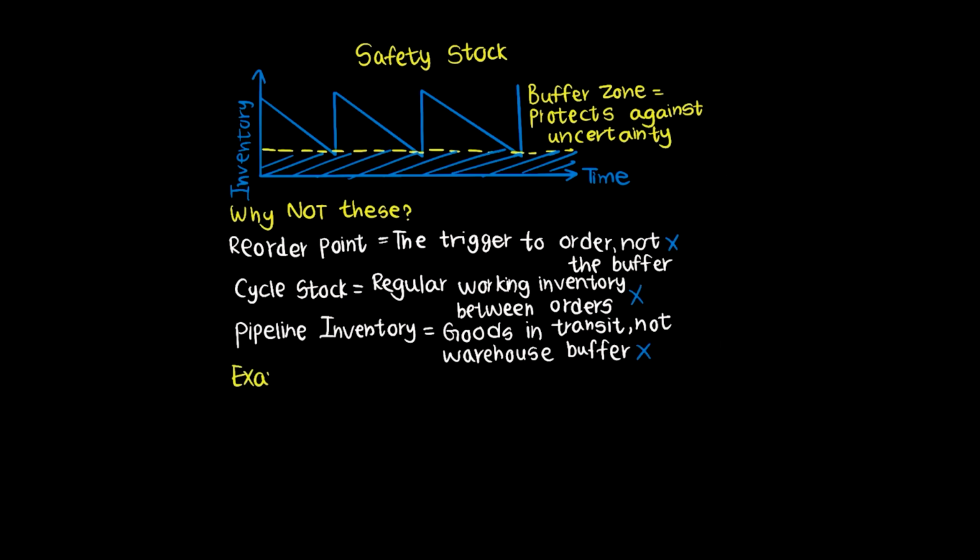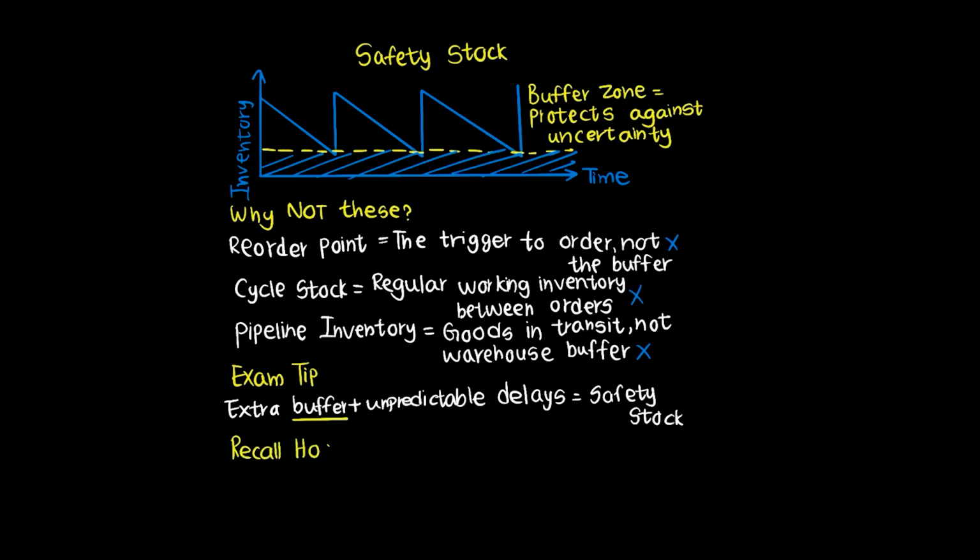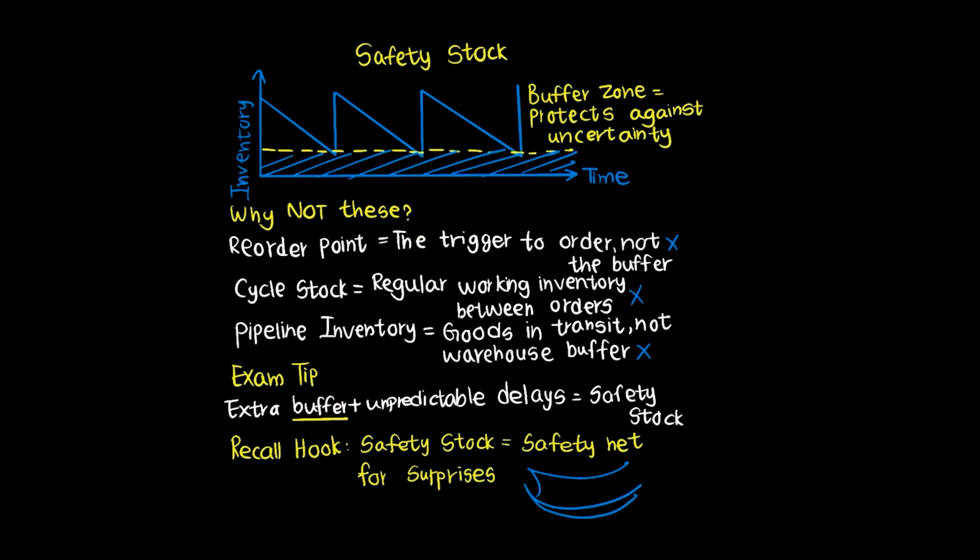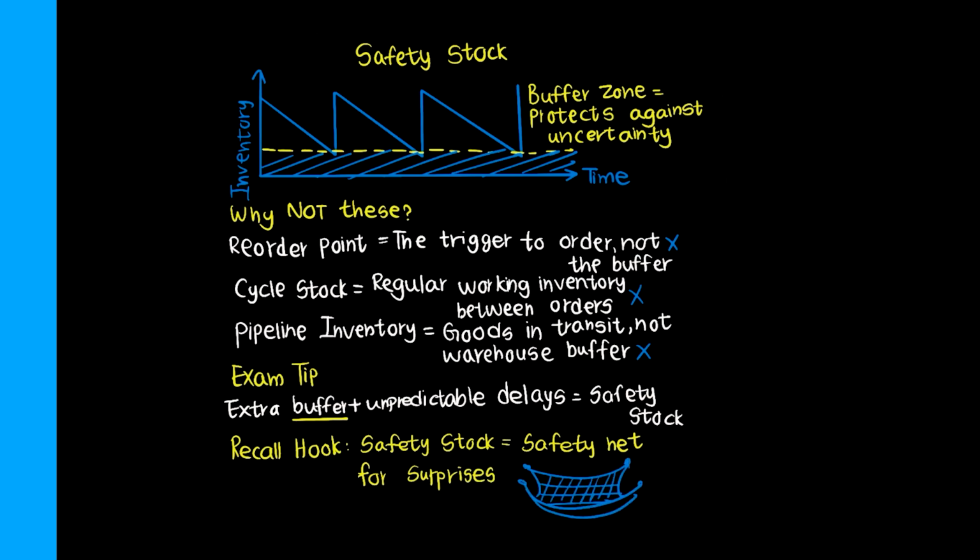Here's a WGU C215 OA exam tip for you. When the question says extra inventory as a buffer, protection against uncertainty, or cushion for unpredictable delays, that is safety stock. Quick recall hook: safety stock equals the safety net for surprises.